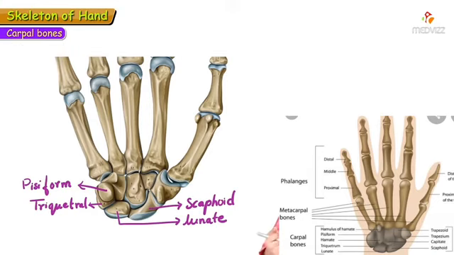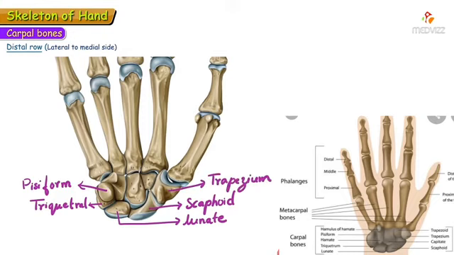Now let us list the distal row bones. The distal row from lateral to medial side, the first one is trapezium. Next to the trapezium is trapezoid. The small trapezoid-shaped bone is trapezoid. Next to trapezoid is capitate. The little larger bone is capitate. And the last one is the hamate.